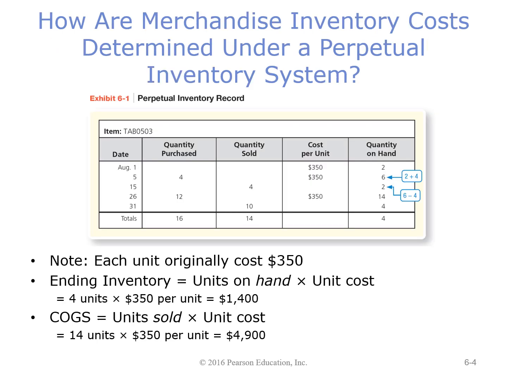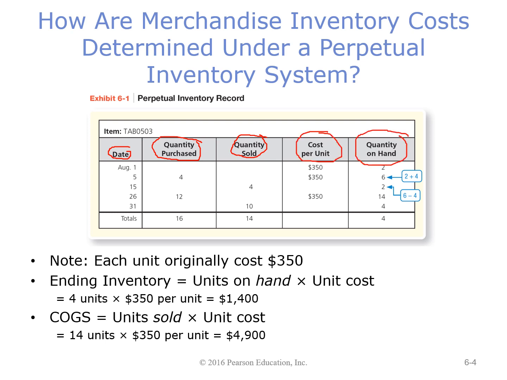We have two main inventory systems: the perpetual inventory system and the periodic inventory system. Actually, the perpetual inventory system is calculated through an inventory card like the one that we are seeing now, and this card states the date, the quantity purchased, the quantity sold, the cost per unit, and the quantity on hand.